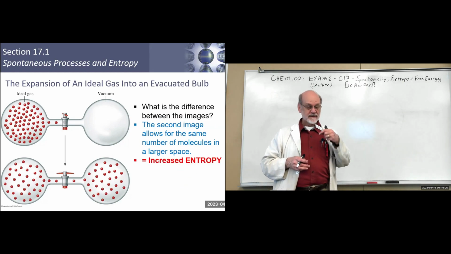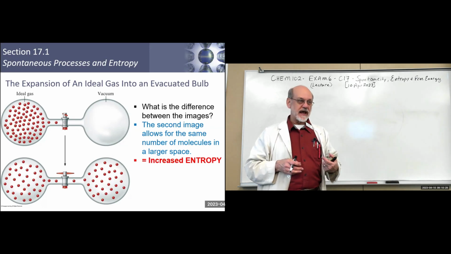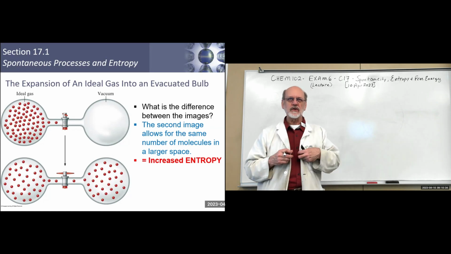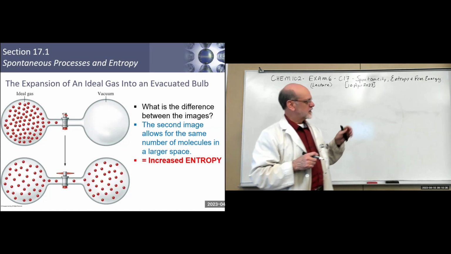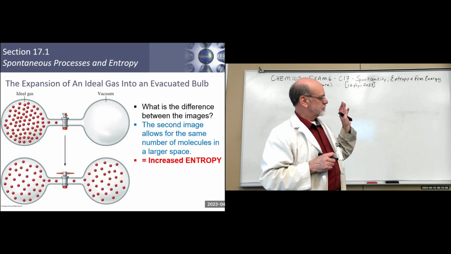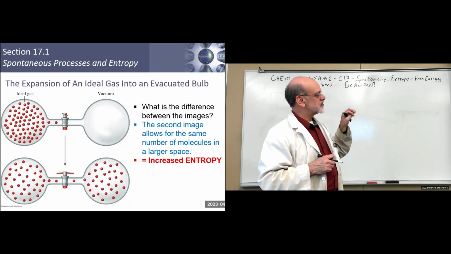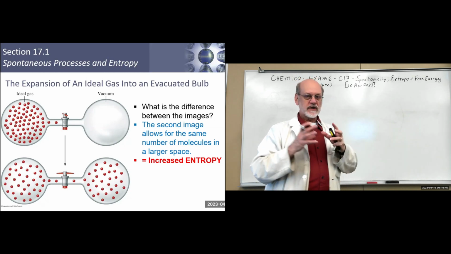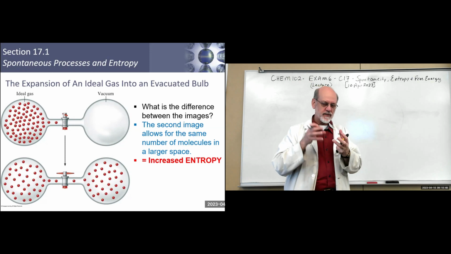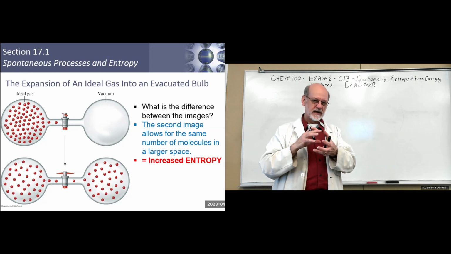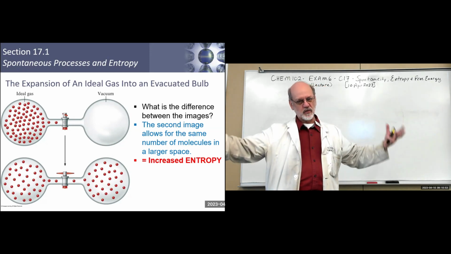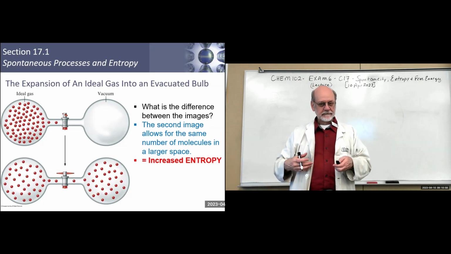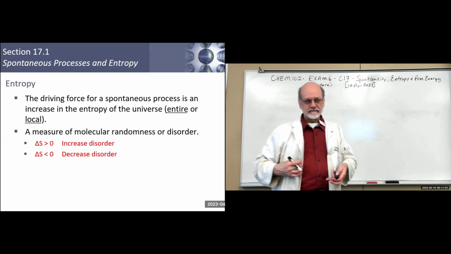And that represents an increase in entropy. There are several ways to approach entropy. One is, there is more disorder in the second one than there is in the first one. Order means that they're closer together and they're occupying a smaller volume. And then when they spread out into more space, that's an increase in disorder. And that's one way of looking at it.